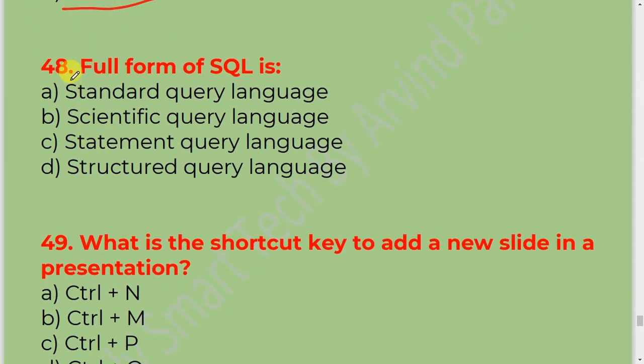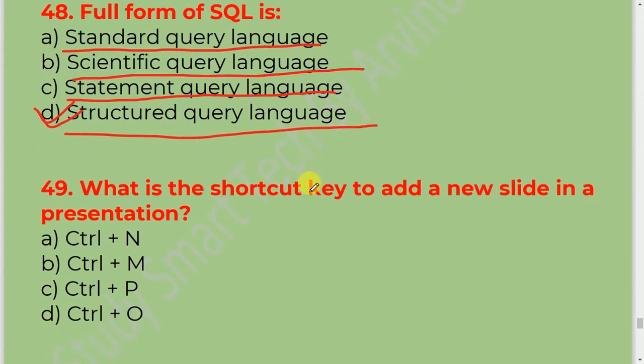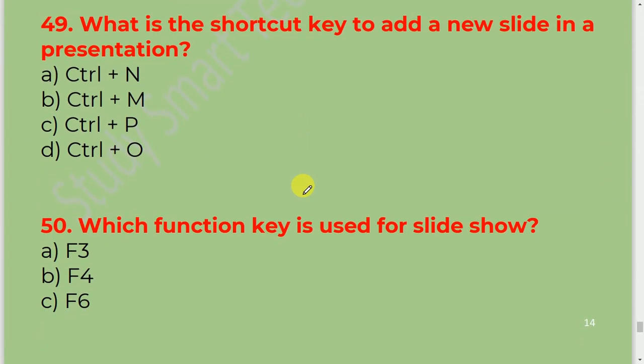Question number 48. Full form of SQL is option A, standard query language; B, scientific query language; C, statement query language; D, structure query language. And the correct option is option D, structure query language.